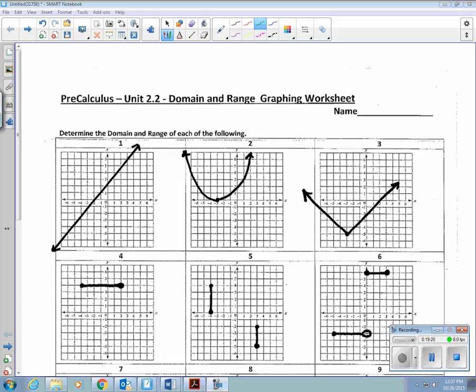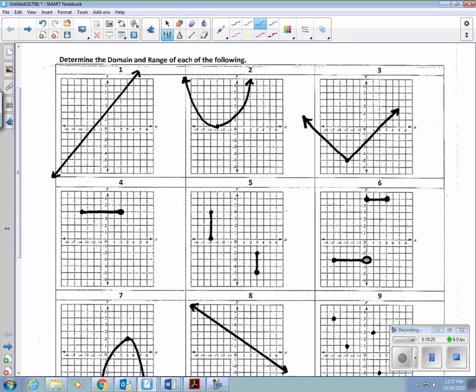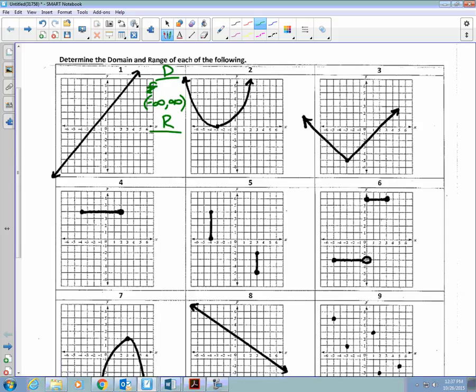Okay, please look at the worksheet in front of you. I'll do 3 quick examples for you. The first one's pretty straightforward. Again, you could drag that horizontal line and that vertical line across. And if you do so, for number 1, especially when you see arrows on the end like this, the domain is from negative infinity to positive infinity. And the range in this situation is negative infinity to positive infinity again.